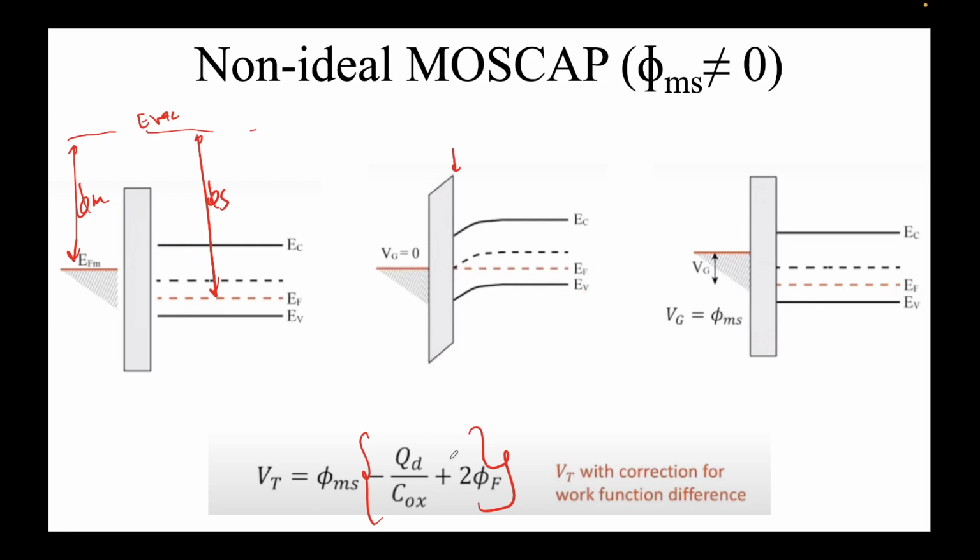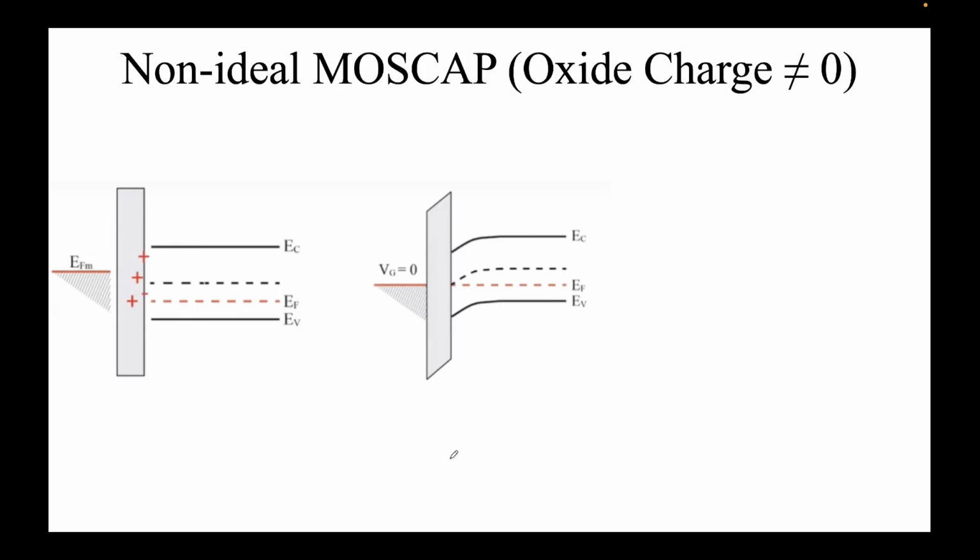Once you have flat band, all our concepts like accumulation, depletion and further inversion can still be applied. You just need to achieve flat band. That's our only aim now. The second non-ideality is when the oxide charge is not zero. We have been saying that the oxide charge is zero and so on.